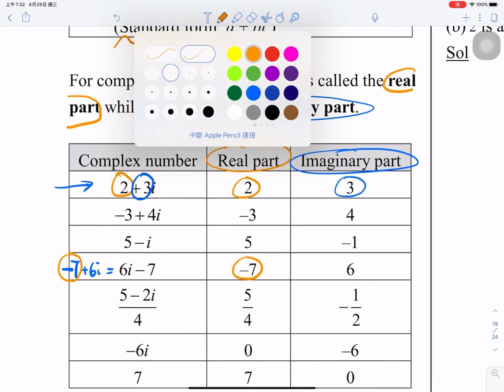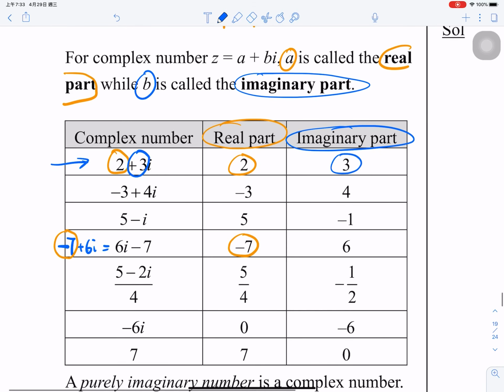Next. This one is a little bit complicated. And remember, a fraction can be broken into 2 parts. That means 5/4 minus 2/4 i. And this one you can write as 5/4 minus 1/2 i. So this one is the real part, and the imaginary part is -1/2.